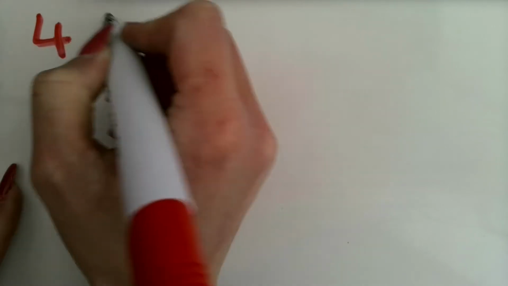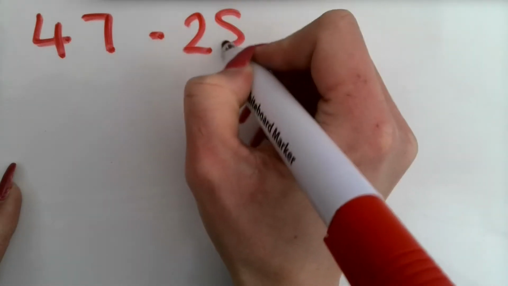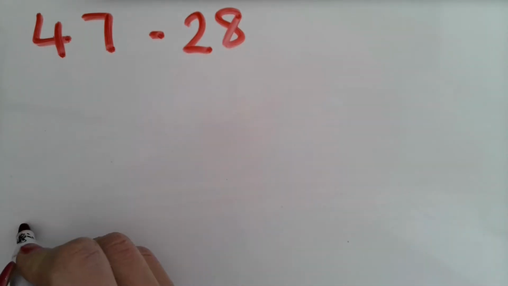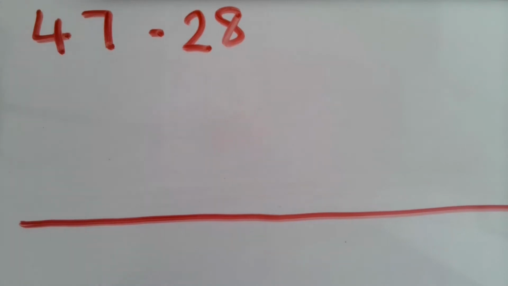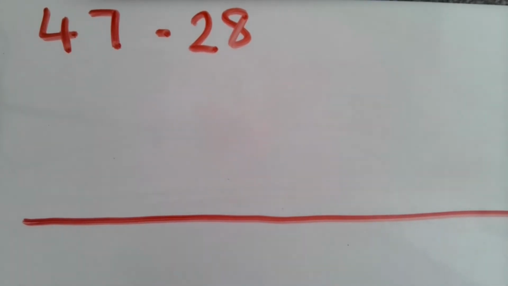Okay, the first problem we're going to start with is 47 subtract 28. So I'm going to draw my number line. Remember what we said yesterday about which end of the number line we need to start. I'm going to give you a moment now just to have a think. Do I start at the beginning of my number line or do I start at the end of my number line? I start at the end of my number line.